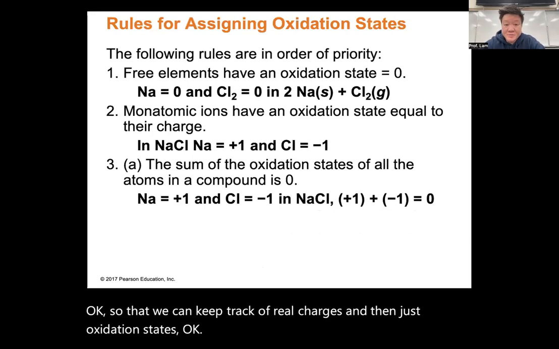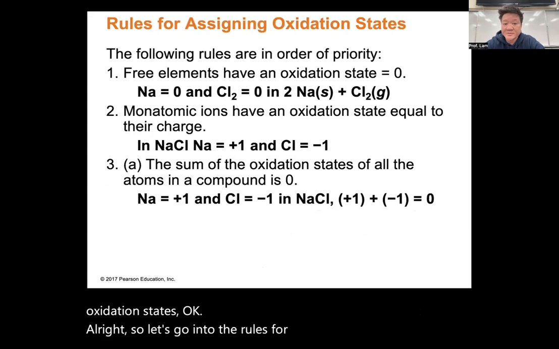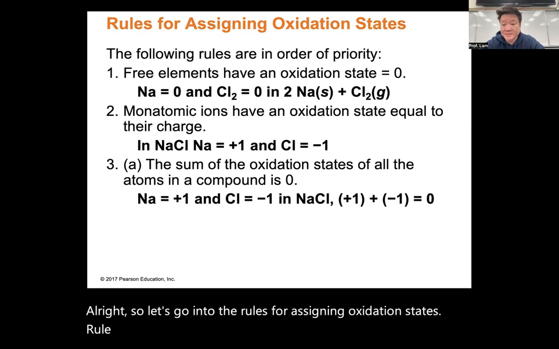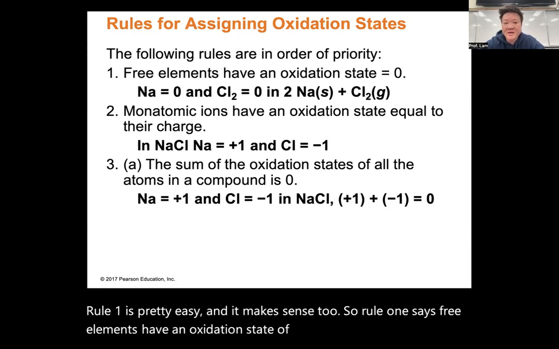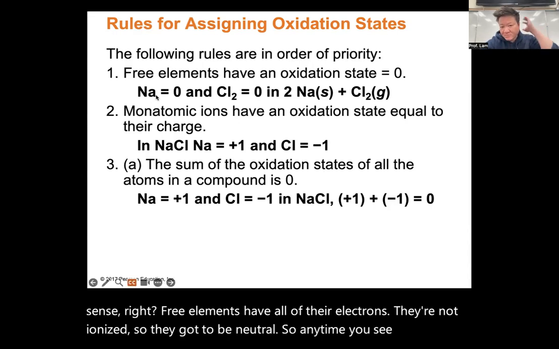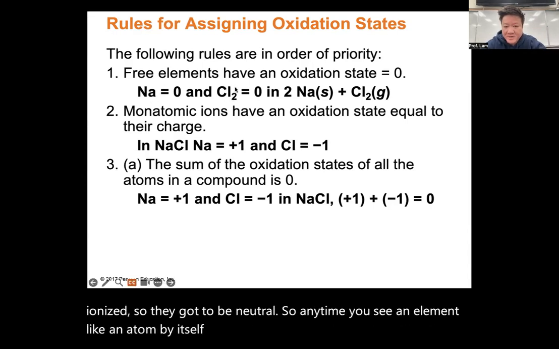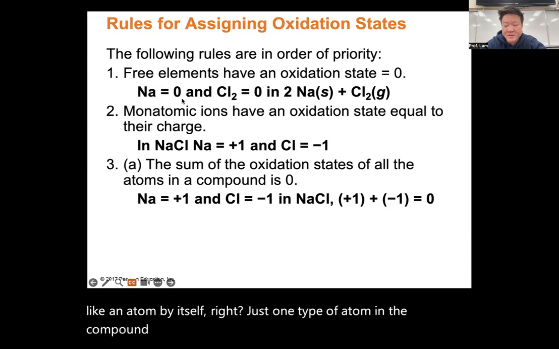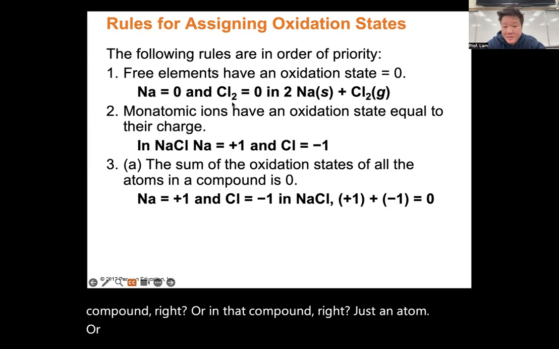All right, so let's go into the rules for assigning oxidation states. Rule 1 is pretty easy, and it makes sense too. Rule 1 says free elements have an oxidation state of 0. Well, that makes sense. Free elements have all of their electrons. They're not ionized, so they have to be neutral. So anytime you see an element, an atom by itself, just one type of atom, or a diatomic element, then you know its oxidation state has to be 0.